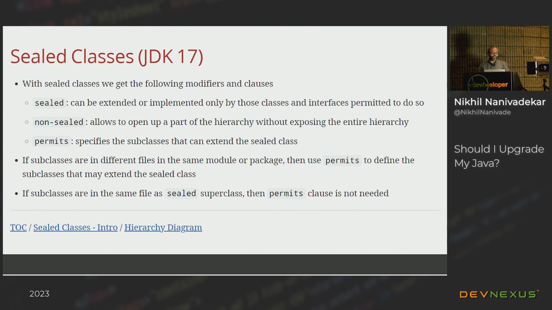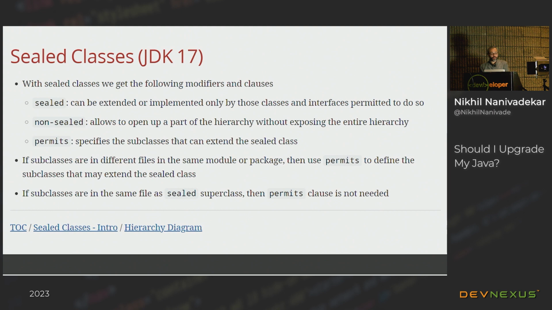So what the JDK did was introduce sealed classes, and with them, they introduced sealed and non-sealed as two keywords, and permits as another one. Basically, the keyword sealed tells the JDK that it can only be extended or implemented by classes that are permitted to do so. And that's where the permits clause comes in. The non-sealed ones are essentially open for all. You can use it to open just a part of the hierarchy without worrying about exposing the rest of it.